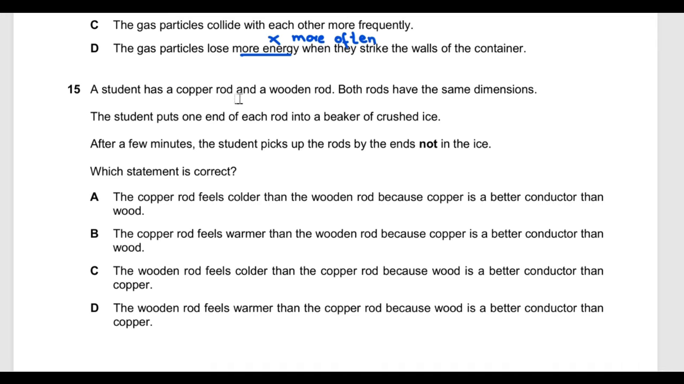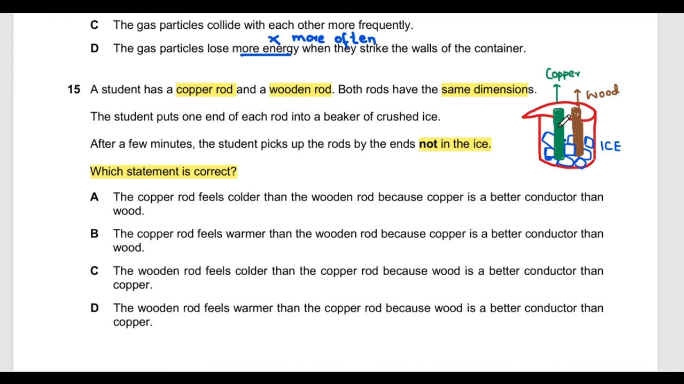15 says a student has a copper rod and a wooden rod. Both rods have the same dimensions. The student puts one end of each rod in a beaker of crushed ice. After a few minutes, the student picks up the rod at the end not in the ice. Which statement is correct? So he's going to dip a copper and a wooden rod in the beaker containing ice and give it some time, and after some time he will pick up the rods.